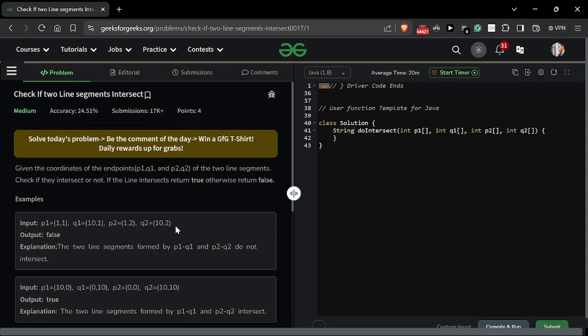Hello and welcome everyone. This question is very interesting. The question name is check if two line segments intersect. We have a line P1Q1 and another line P2Q2. We have to find out whether they intersect or not. If they intersect, we return true, otherwise false.